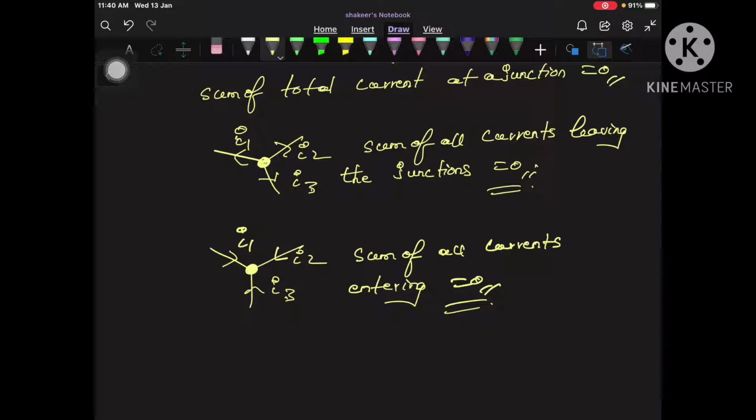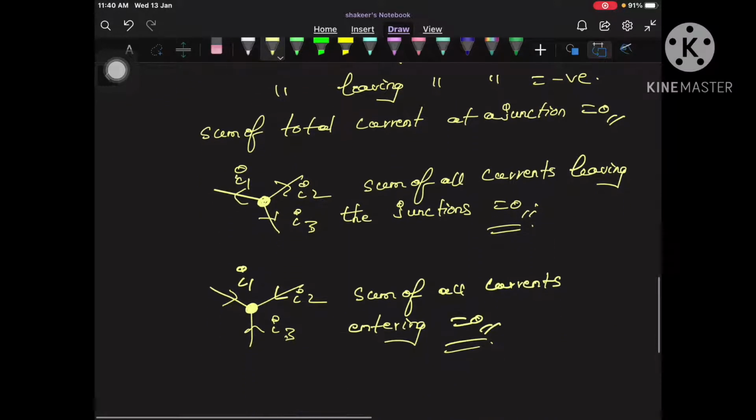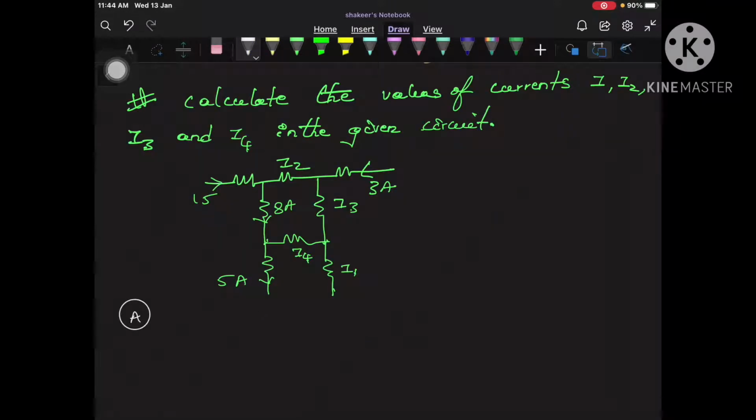Clear? So here also, some of the currents are entering the junction and some of the currents are leaving the junction. So in these many ways I can use Kirchhoff's first rule, which is called Kirchhoff's current rule. Now let us do some more problems to understand how to use it. Let us see this question: calculate the values of currents I1, I2, I3 and I4 in the given circuit.